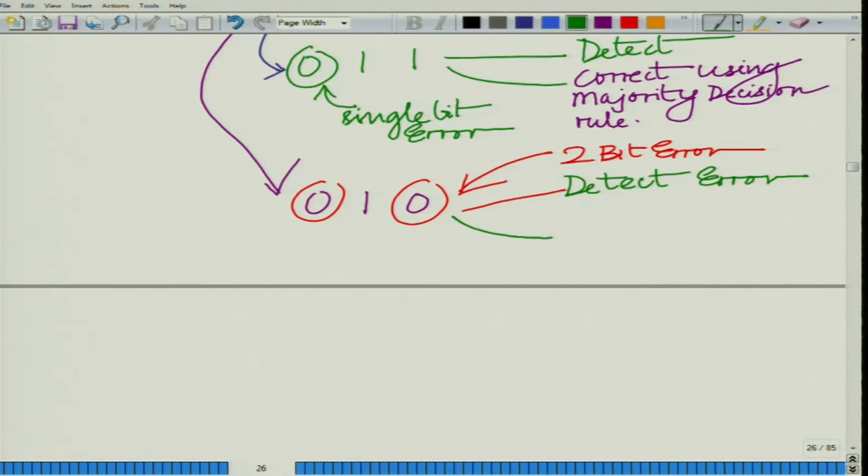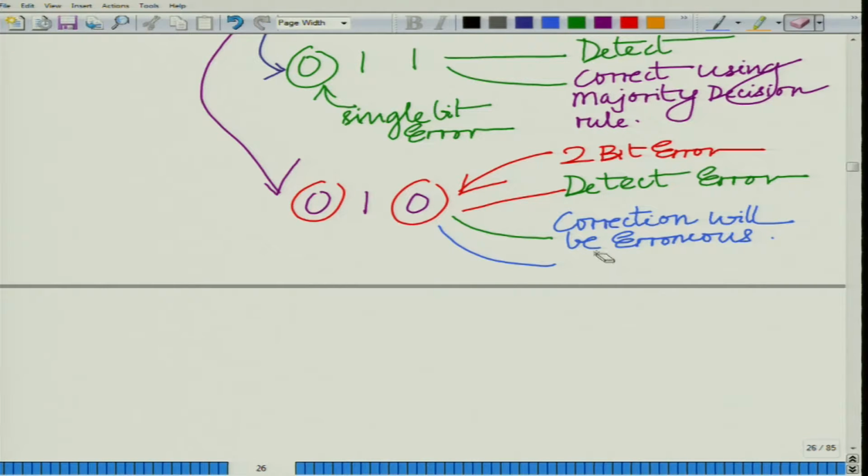But if you try to correct it using the majority logic decision rule, you will end up with 0 because there are 2 zeros and 1 one. So correction is not possible, or rather correction will be erroneous. This will be corrected to bit 0, which is basically wrong. Correction will be erroneous, that is the whole point.